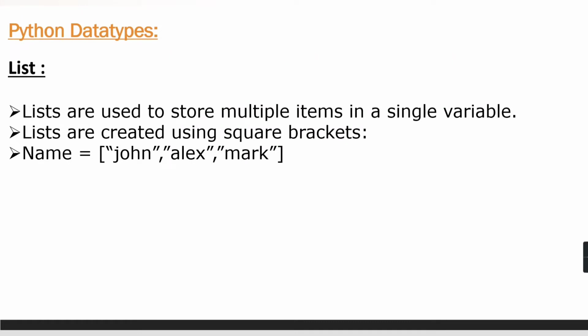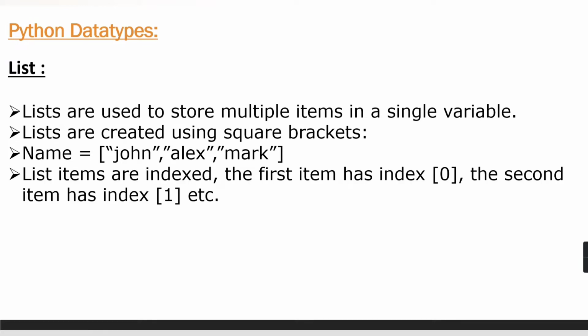In the previous video, we learnt about the basic points of lists. Lists are used to store multiple items in a single variable. Lists are created using square brackets. This is the example in which you can assign the list variable name to particular data values.